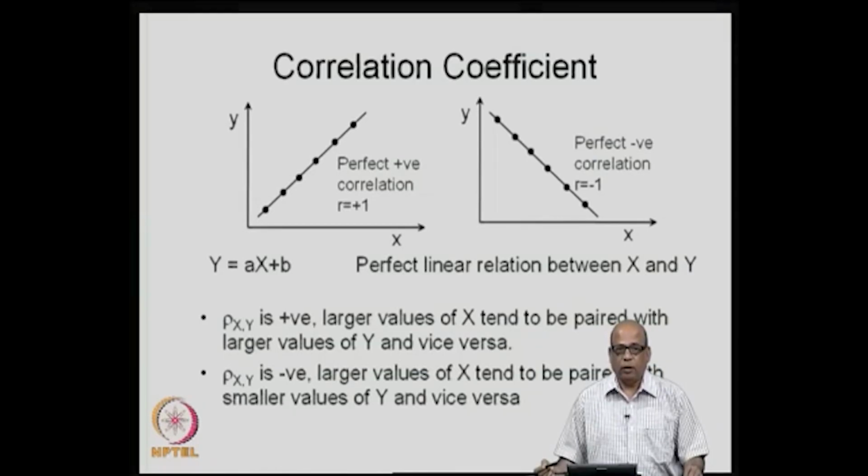Remember also that the correlation coefficient is a measure of linear dependence. We will show presently that the way we have defined rho x y, it indicates the linear dependence between x and y. And that is why the fact that rho x y is equal to 0 does not necessarily mean that there is a complete independence between x and y. There may be a non-linear dependence between x and y, which the correlation coefficient cannot capture.